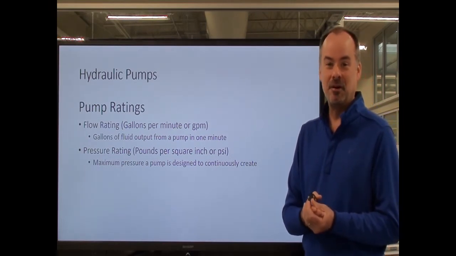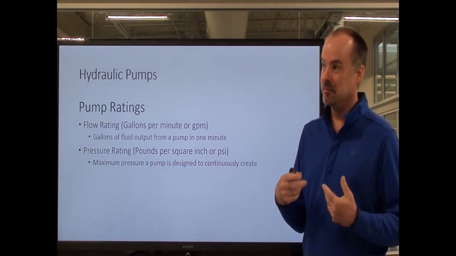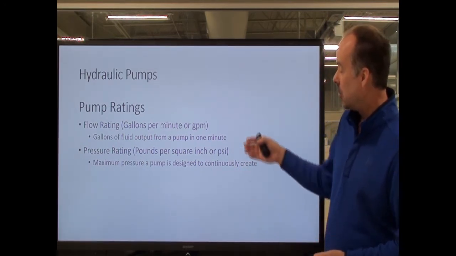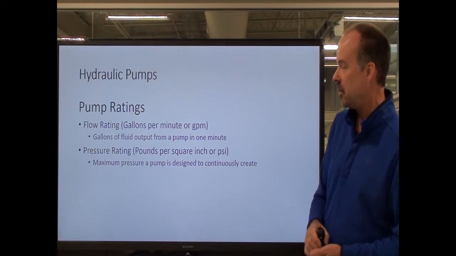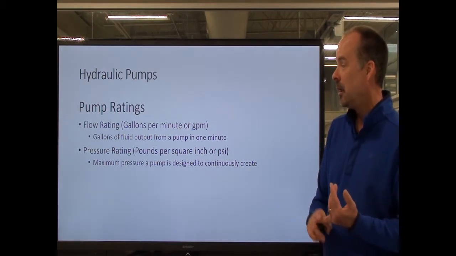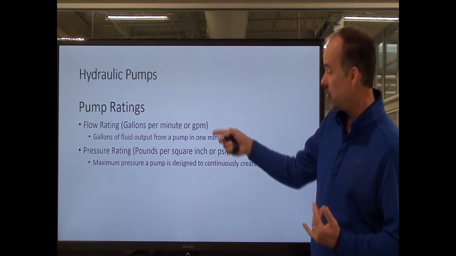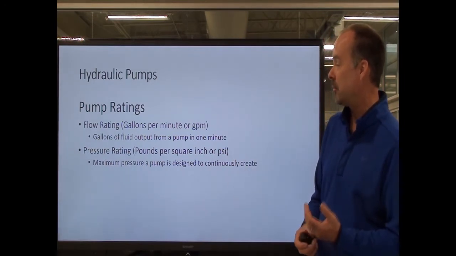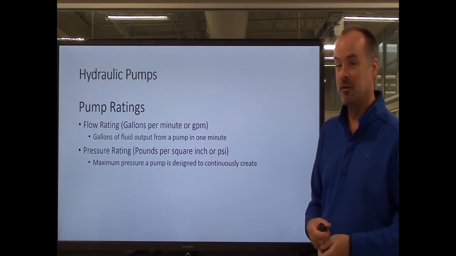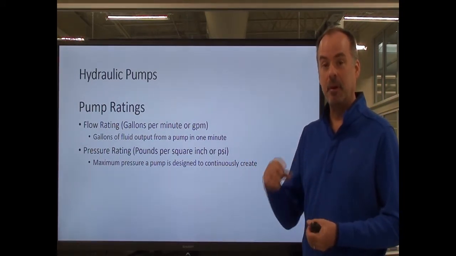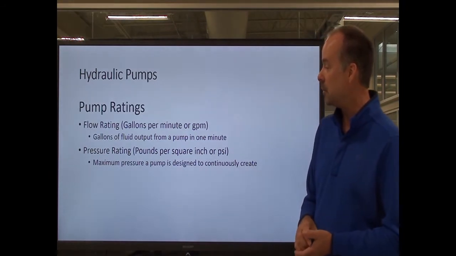One pump doesn't fit all. There's different size pumps. There's different configurations of pumps, like you just saw. But we're going to talk about the two primary ratings you have on a pump. You have a flow rating, and pumps are typically rated on how much fluid they can flow. The unit of measure for flow rating is gallons per minute. So in 1 minute, how many gallons of fluid can that pump move through its outlet?